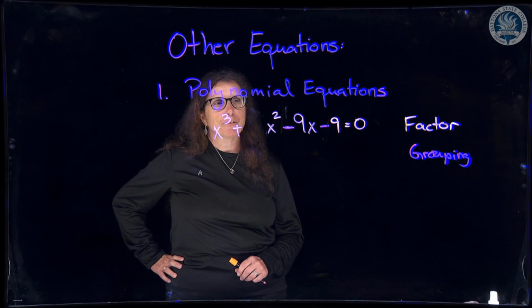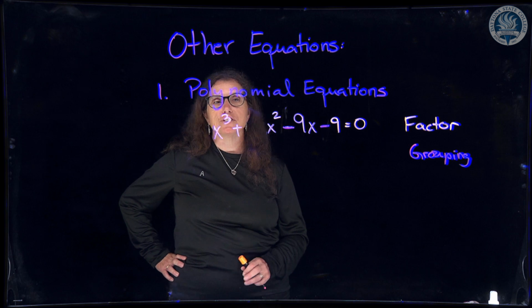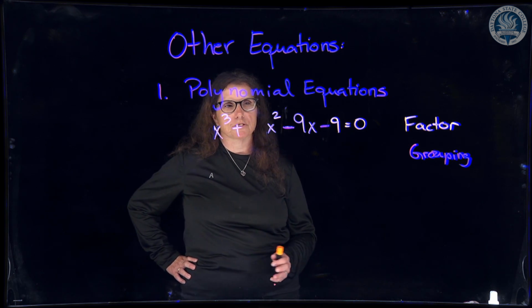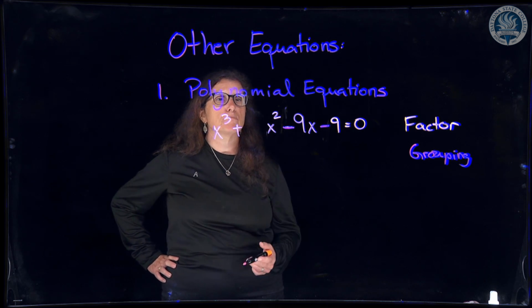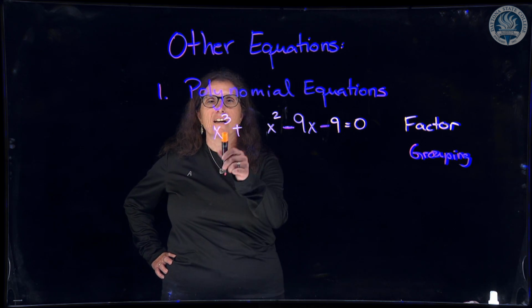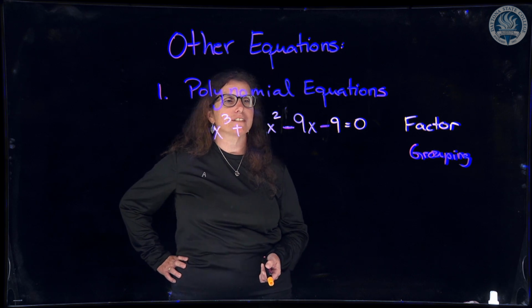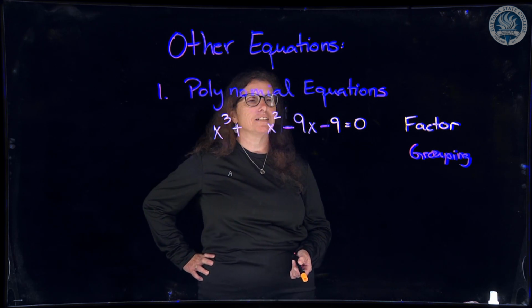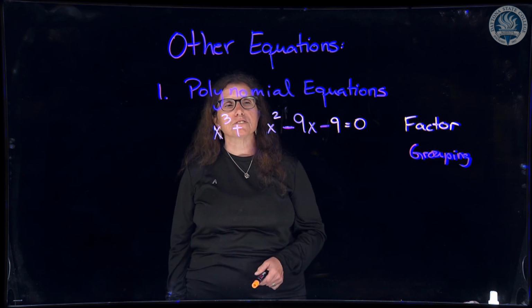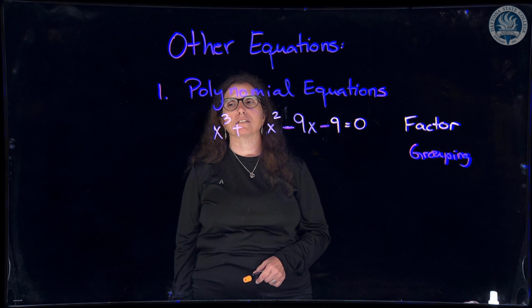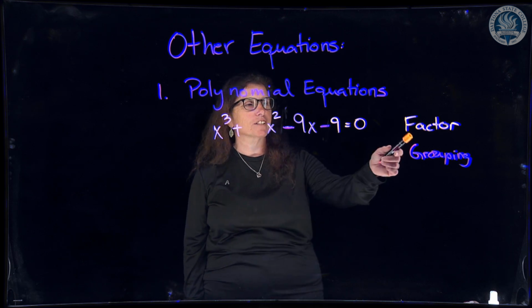Look at some other equations now that are not of quadratic nature. So that means they have a degree higher than 2. First part, polynomial equations. X cubed plus x squared minus 9x minus 9 equals 0. Polynomial equations in this section we're going to solve by factoring.